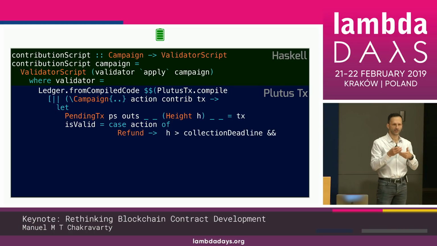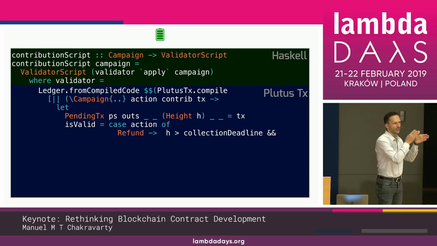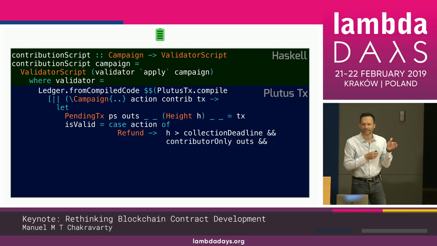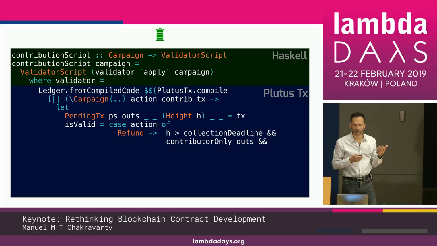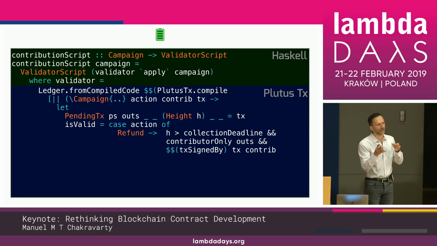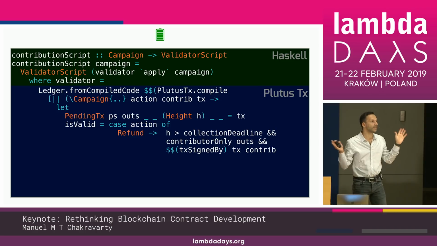If we are in the refund situation, well, then it must be after the collection deadline in order to get a refund. And only the contributor can be a beneficiary of this transaction because they are the only one allowed to get a refund. And the transaction has to be signed by the person whose public key was given in the contribution. Okay, that's all we need to check.